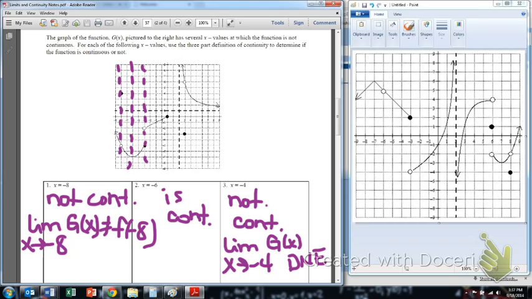Okay. So we're going to talk some more about this definition of continuity tomorrow, but the big thing is to know the three requirements for continuity, both in math terms and then also in what do they actually mean terms.